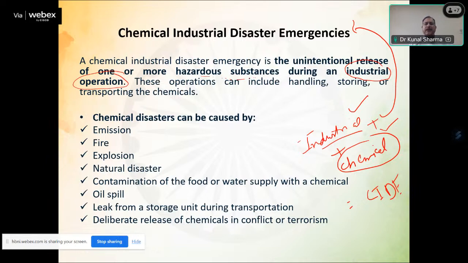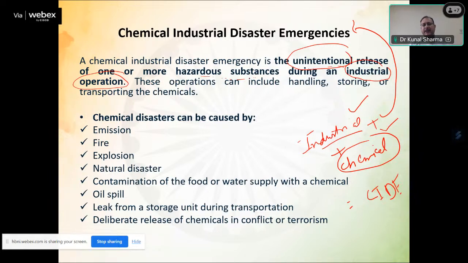A chemical industrial disaster emergency is an unintentional release of one or more hazardous substances, and you should focus on the word unintentional. Why? As per the conventions of the Government of India, we are not allowed to use any chemical warfare agents for warfare emergencies. There is a body called OPCW, which I will elaborate on in later lectures. OPCW is the Organization for the Prohibition of Chemical Weapons. We are a signatory to those conventions, so we cannot use any chemical as a warfare agent. That's why I quoted unintentional.